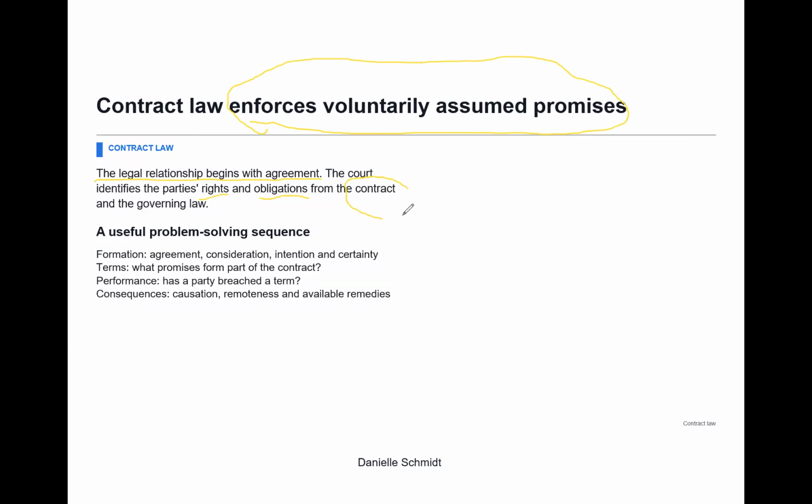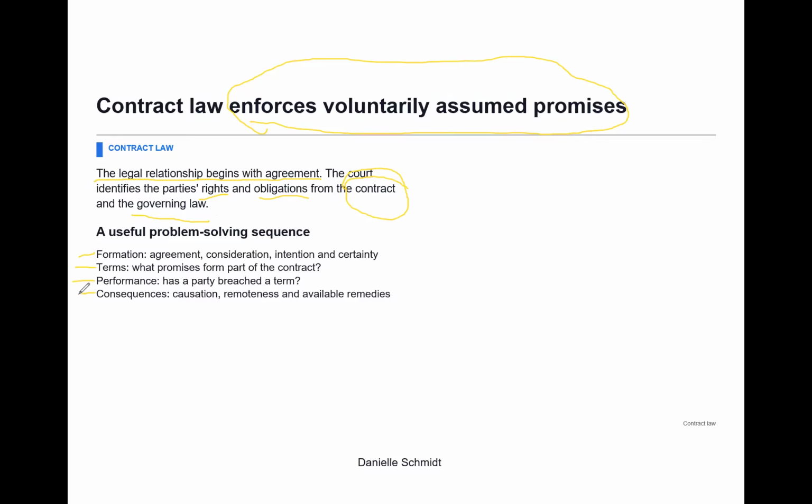Now, a useful problem solving sequence for students is to start with the formation of the contract. Here we are looking for agreement, consideration, intention, certainty, promises, etc. Then I'm looking at the terms of the contract. What promises form part of the contract? What was agreed? Then we are looking for performance. Has a party breached a term? Has a party yet to fulfill a term? And then we are looking at the consequences, which is causation, remoteness, and available remedies. So that is contract law.